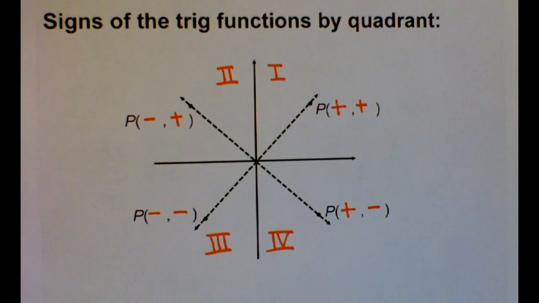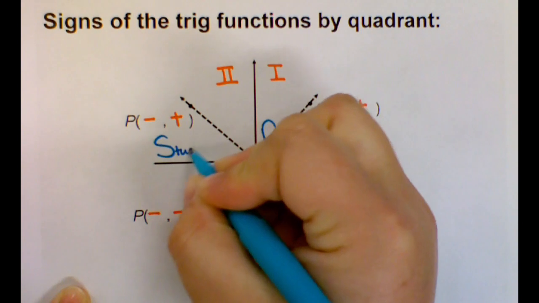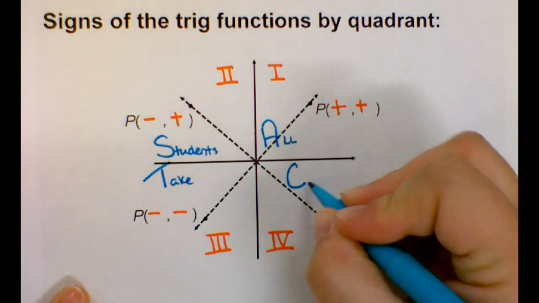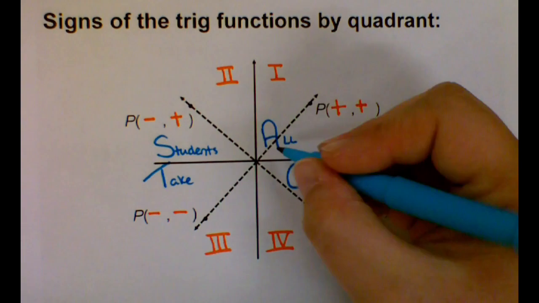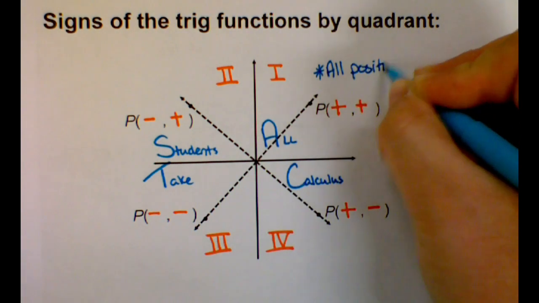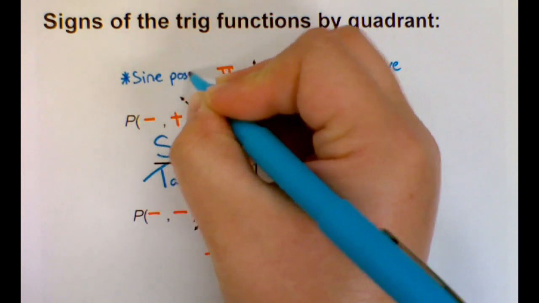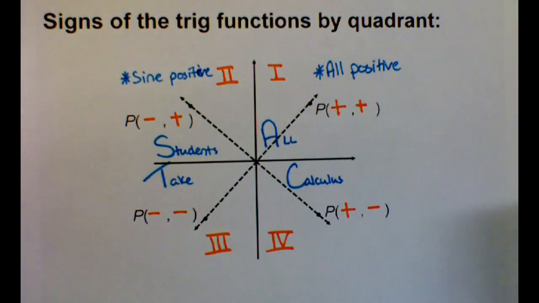Now, a little phrase to help you remember what trig functions are positive and negative where. A for all, S for students, T for take, C for calculus. All students take calculus. In the A, all trig functions are positive. In the S, sine is positive, there we go. Cosine and tangent are negative.